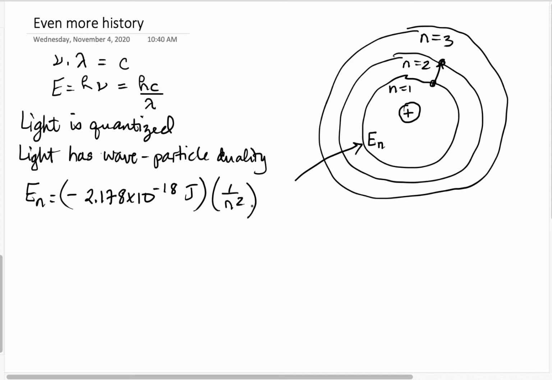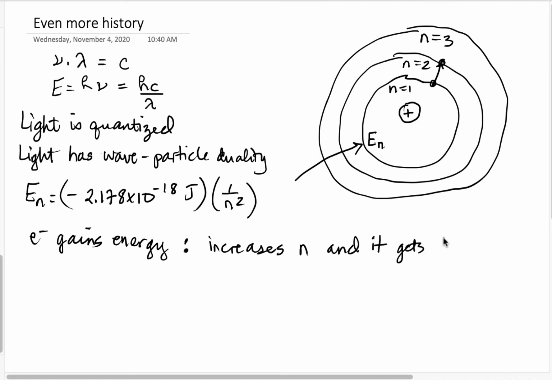Okay, so when an electron is gaining energy, when it gains energy, then it increases n level, and it gets further from the nucleus. And we say that this is an excited electron.